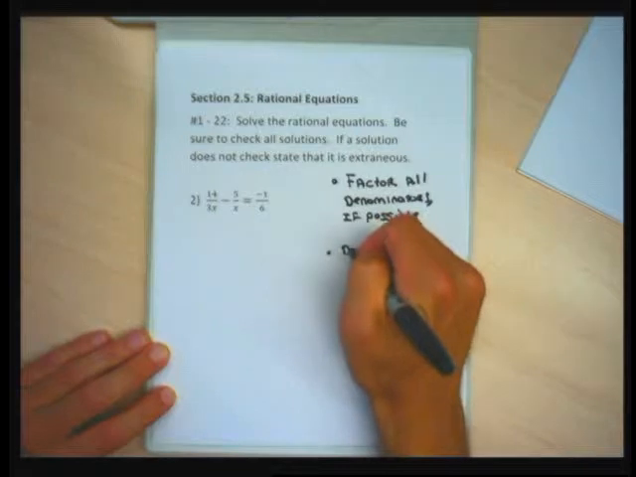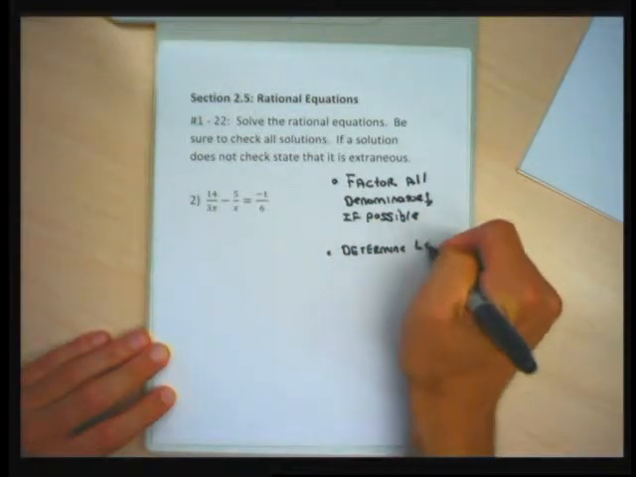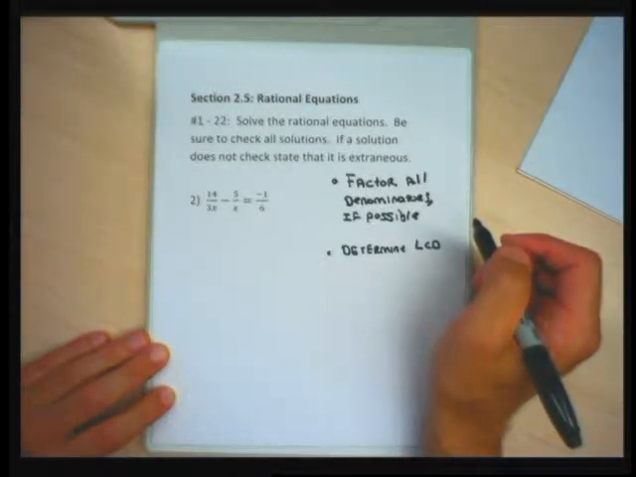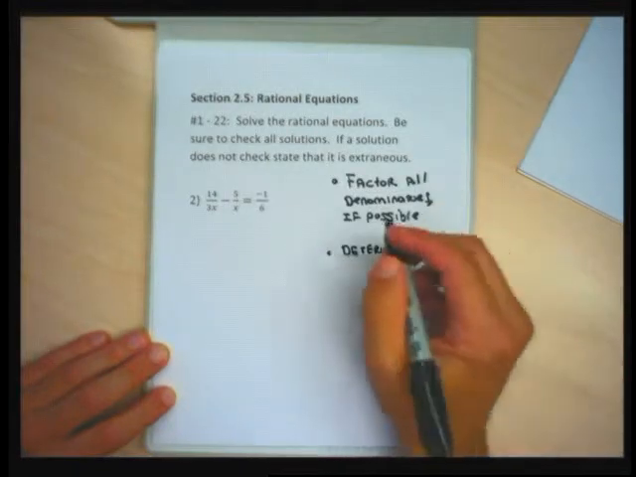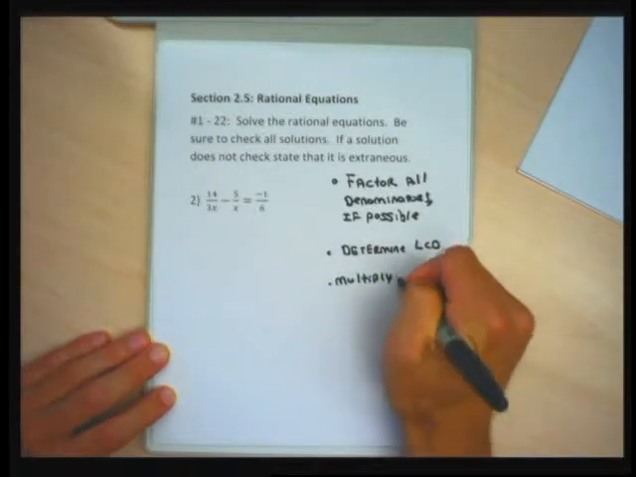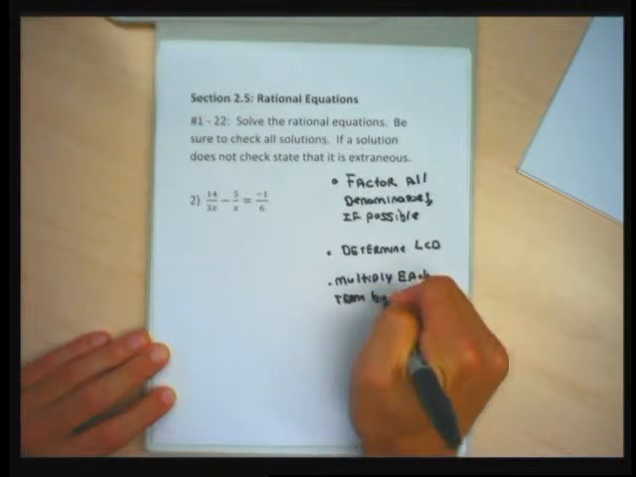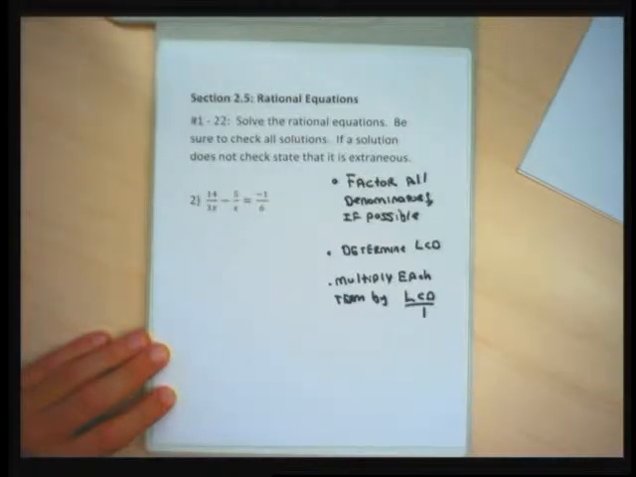Then I'm going to determine the least common denominator. And the big difference between what I did in the last section and what I'm going to do in this section is I'm going to multiply each term by the least common denominator. I'm going to do even a little bit more than that. I'm going to multiply each fraction, or each term really, by the least common denominator over 1. And what that's going to give me the luxury of doing is clearing the fractions.